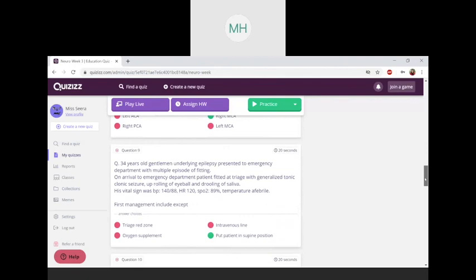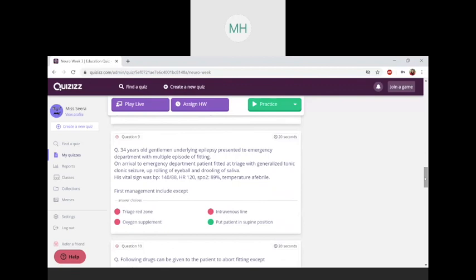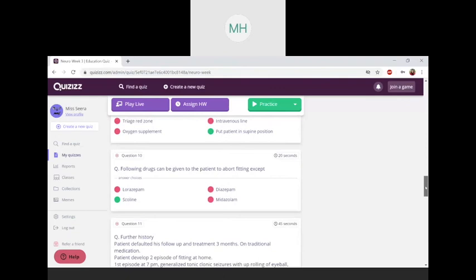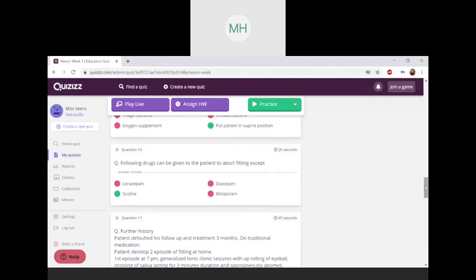Question 9: a 34-year-old gentleman with underlying epilepsy presented to the emergency department with multiple episodes of fitting, and on arrival his vital signs were stated. What's your first management? It would be all the following, except you do not put the patient in a supine position. He should be placed in the left lateral position.